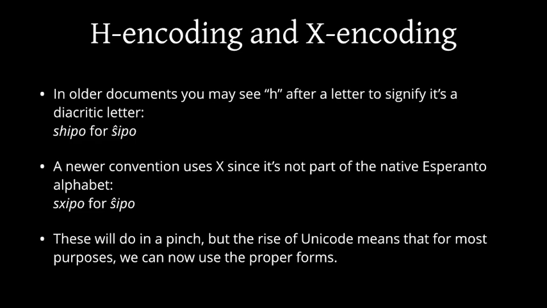Now, how do you type the alphabet? It may be difficult for you, if you've never done so before, to type those letters with circumflexes and the U with a breve. In older documents, you might see people using an H after a letter to signify that it's a diacritic letter. So you might see a word spelled S-H-I-P-O, and that would be the word sheepo. A newer convention has arisen in the last several decades, which uses the letter X. Since it's not part of the native Esperanto alphabet, you're not going to confuse it with the real Esperanto letter H. So S-X-I-P-O would be pronounced sheepo.